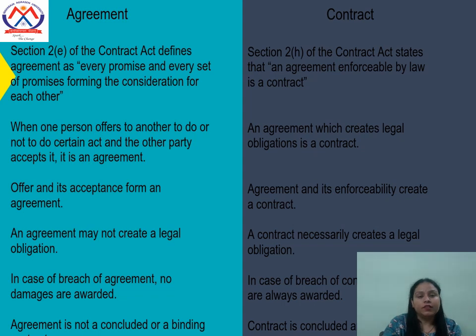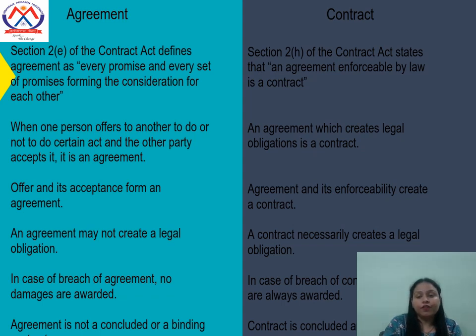The second basis of difference: when one person offers another to do or not to do a certain act and the other party accepts it, it is an agreement, whereas an agreement which creates a legal obligation is a contract. Offer and its acceptance form an agreement, whereas agreement and its enforceability create a contract. An agreement may not create a legal obligation, whereas a contract necessarily creates a legal obligation.